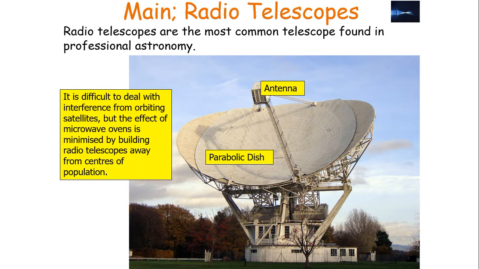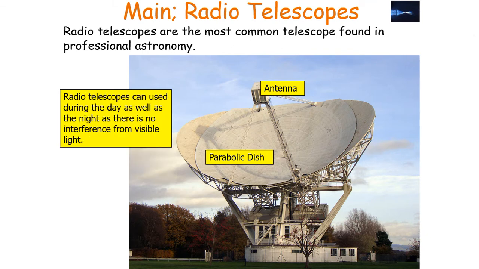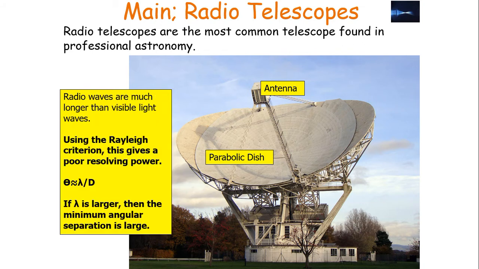So it's difficult to deal with the interference from orbiting satellites, but the effect of microwave ovens, for example, is minimized by building radio telescopes away from the centre of populations, which is why, for example, Jodrell Bank is found in the Cheshire countryside and not in the middle of Manchester. Now, radio telescopes can also be used during the day as well as night because there's no interference from visible radiation. So unlike your optical telescopes, it can work for 24 hours a day.